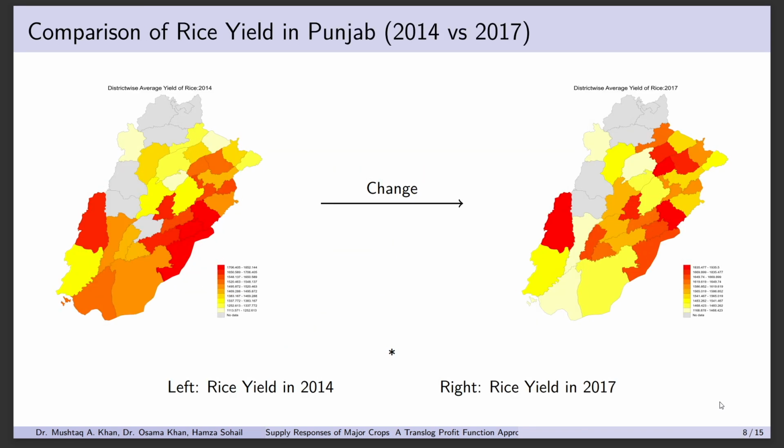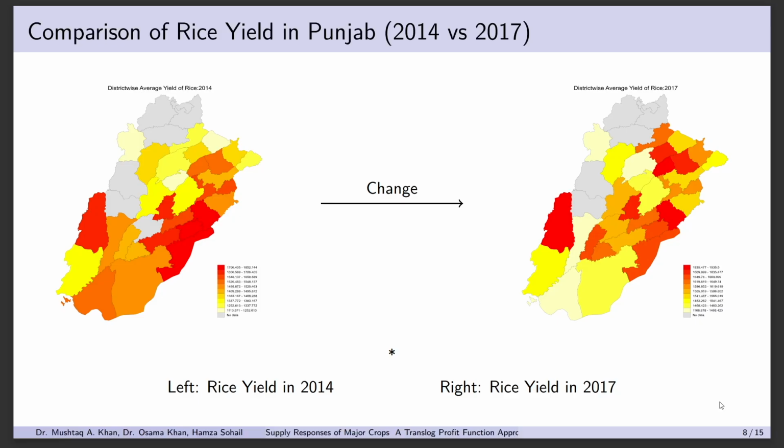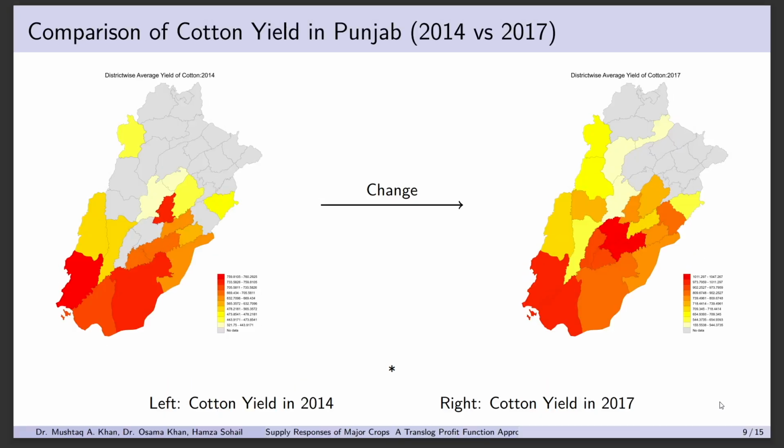Here we're looking at some sort of a descriptive analysis of rice yield across two time periods, and we can see that in 2017, in the southern part of Punjab, there's been a decrease in rice yield in 2017 compared to 2014. Similarly, here we're looking at the yield for cotton, and we can see that in those time periods, the cotton yield has increased compared to rice.